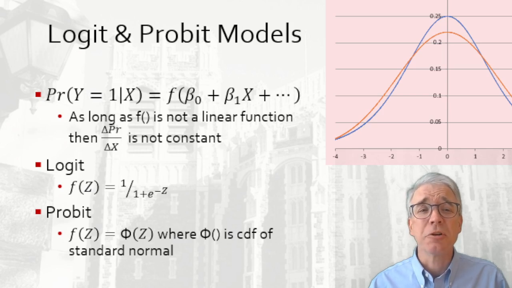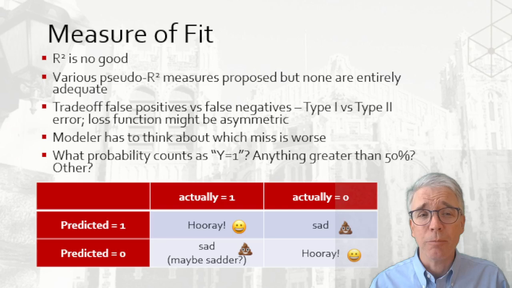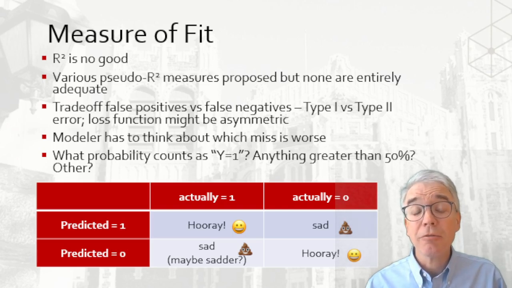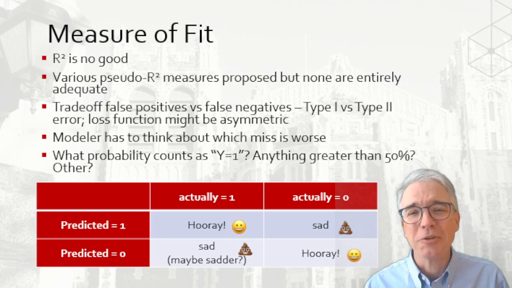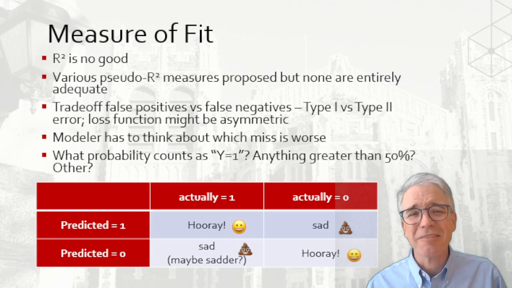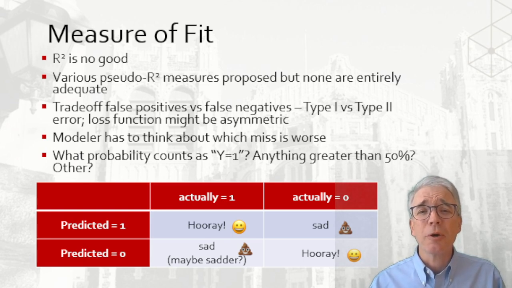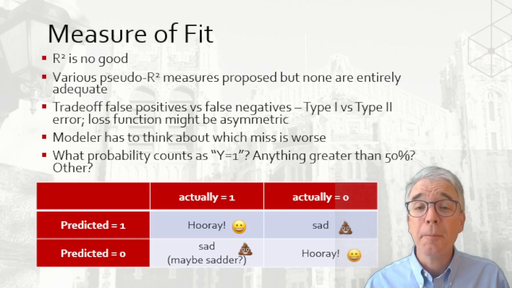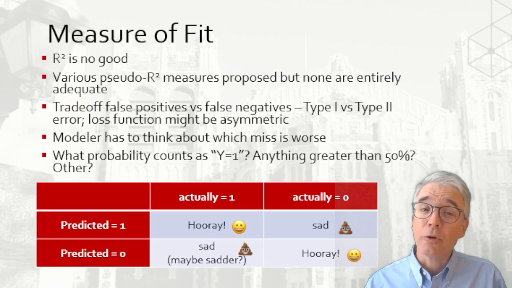Other machine learning techniques, again, are going to involve even more compute. In assessing how good the different models are, we have, unfortunately, more options. We don't have the simple R-squared measure. Various types of pseudo R-squared have been proposed, but they're not very useful, I think. They push the important question into the background, which is: which miss is worse? Is it worse to predict yes when the true value is no, or is it worse to predict no when the true value is yes?